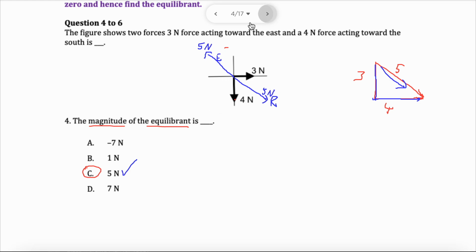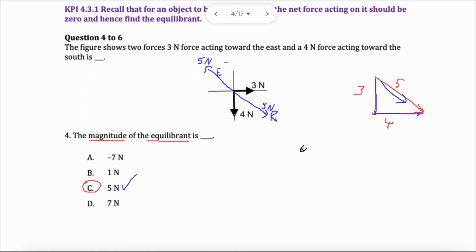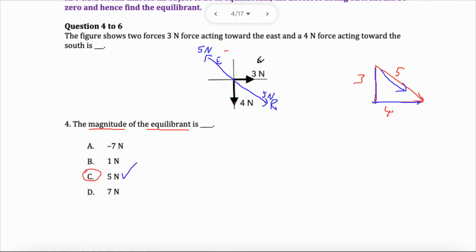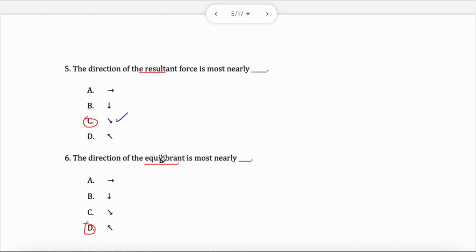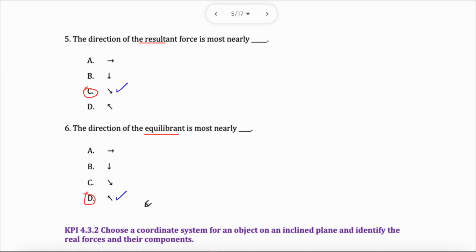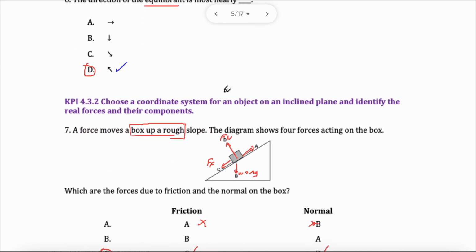That's going to be important for the next question because it says the direction of the resultant. The direction of the resultant is going down this way. The direction of the resultant is going down. The equilibrium is the opposite. The equilibrium is trying to balance it, being equal. It's going to be in the opposite direction. Exactly opposite will be that way. So just check the arrows and they're opposite each other.